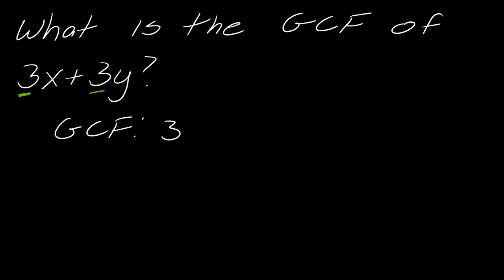And so then to factor that, what I'm going to do is I write the GCF in front, and effectively what happens is I divide 3 out of these two terms. What does that leave me with? That just leaves me with x plus y. So that is what the GCF is for just one of the most basic types of factoring.